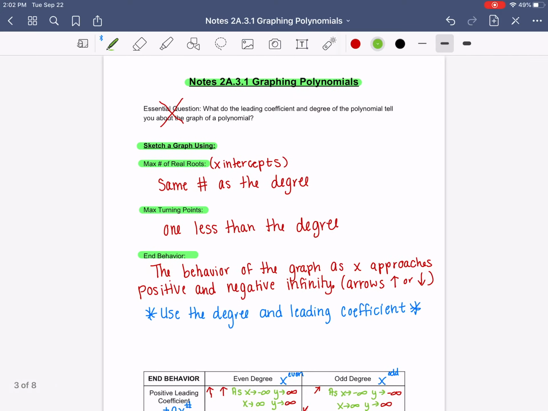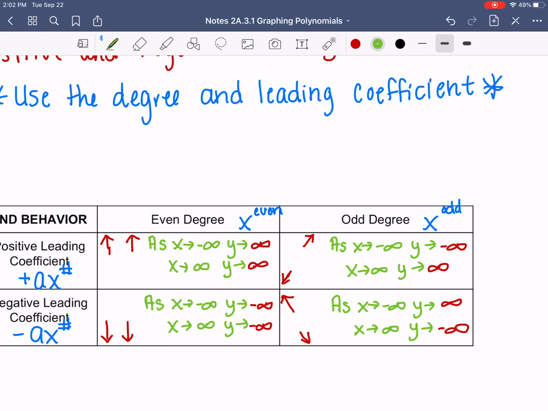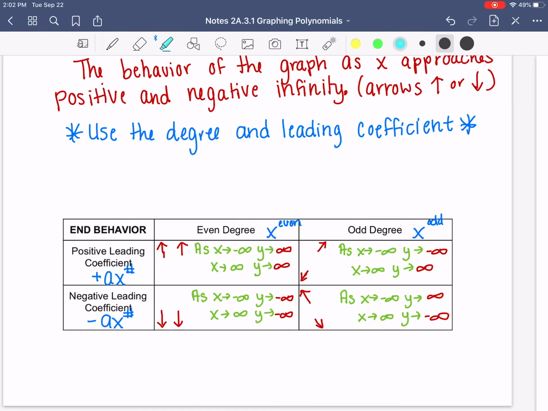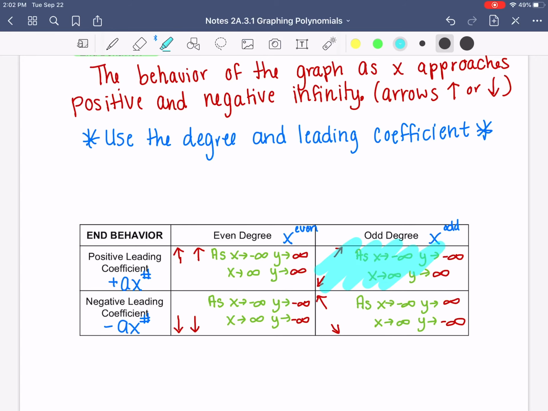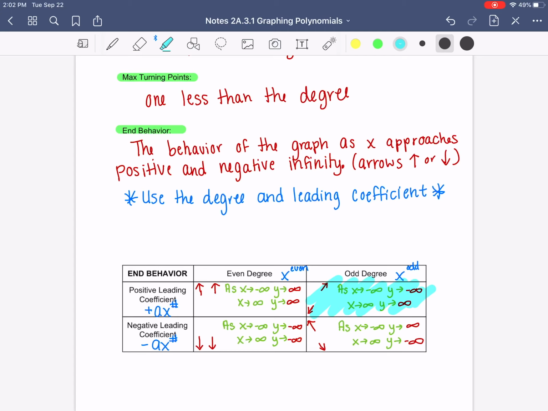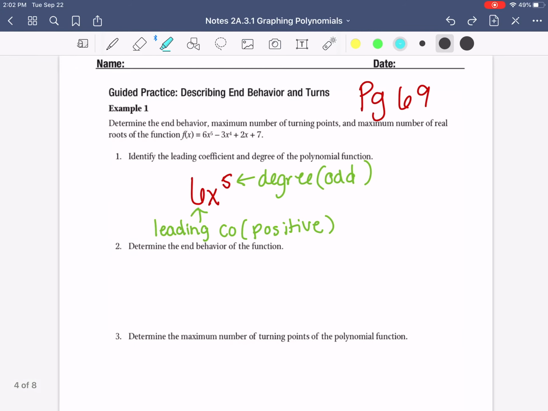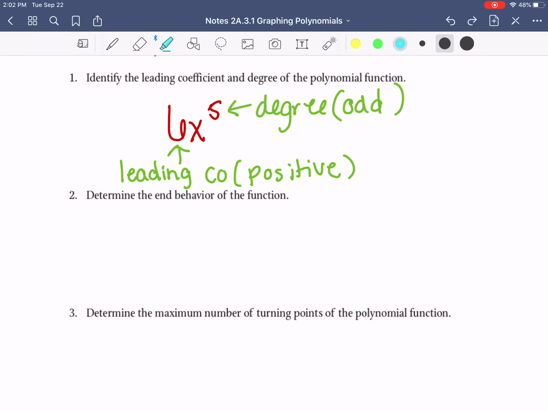For right now, we can just look at our table and it tells us it's an odd degree, positive leading coefficient, so this is our end behavior. We can basically just copy that down, okay? What that means is that my arrows are pointing opposite directions, and it's going to have a positive slope. So here's how you write it.